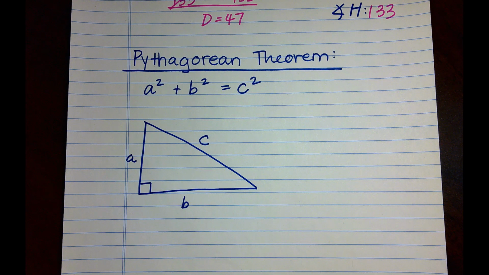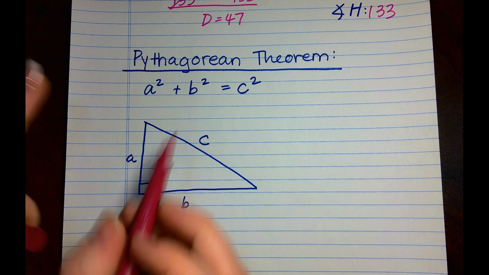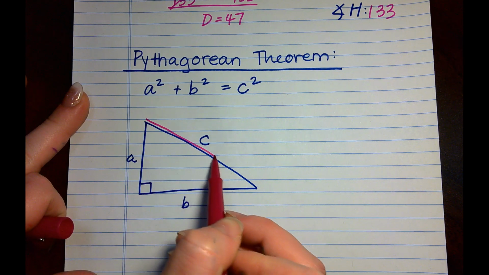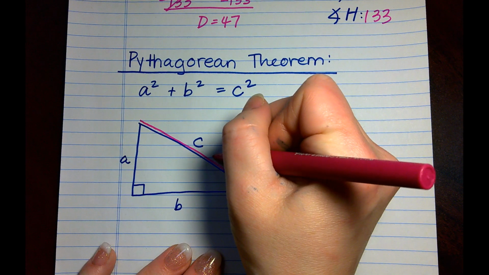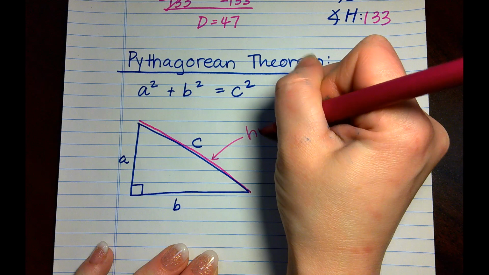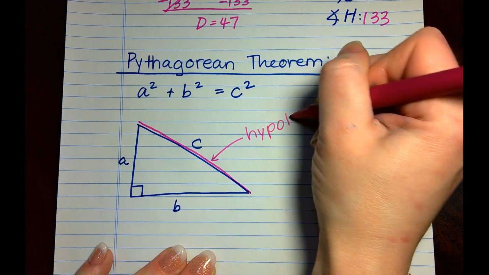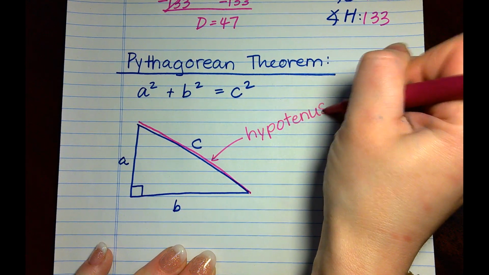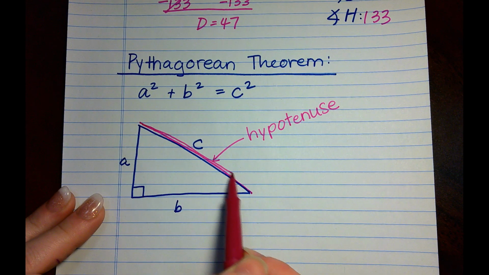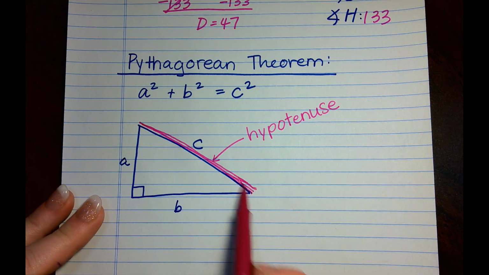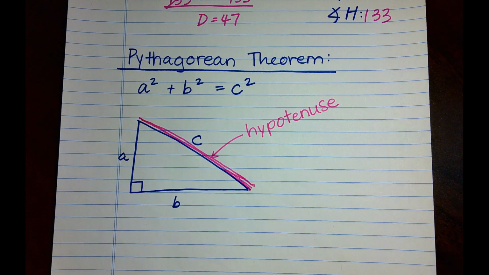I'm going to teach you a fancy word, too. This longest side of a right triangle is called the hypotenuse. You guys ever heard that before? Yeah? Okay, cool. Hypotenuse. This is the hypotenuse. Hypotenuse is the C in the Pythagorean theorem. The longest side of the right triangle, right across from the 90. Say it one more time.